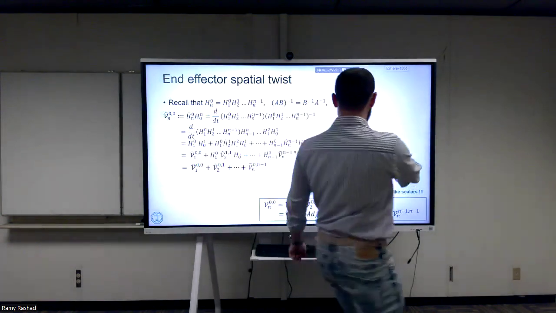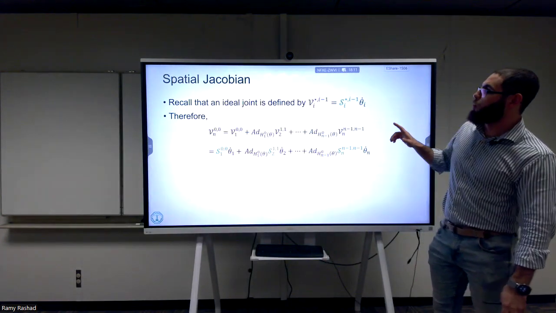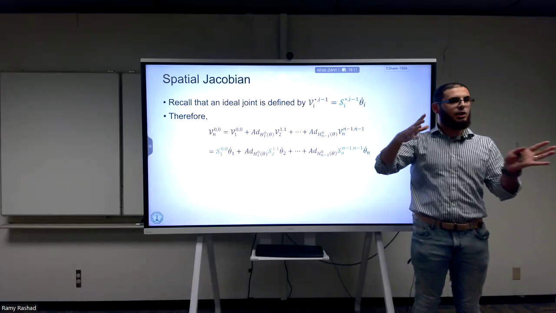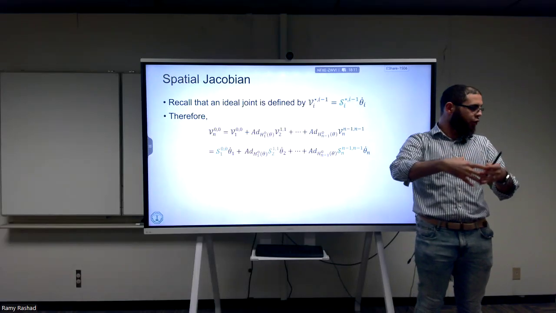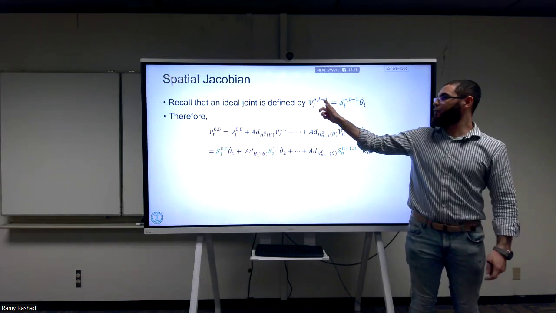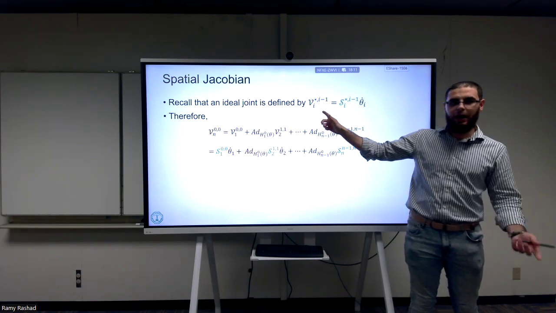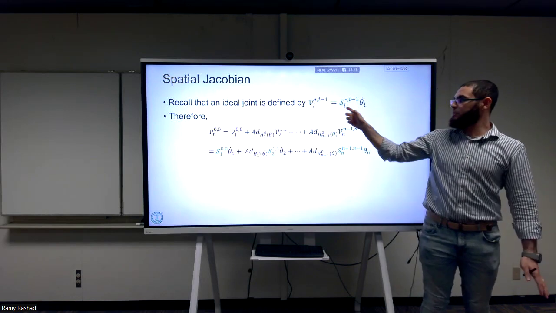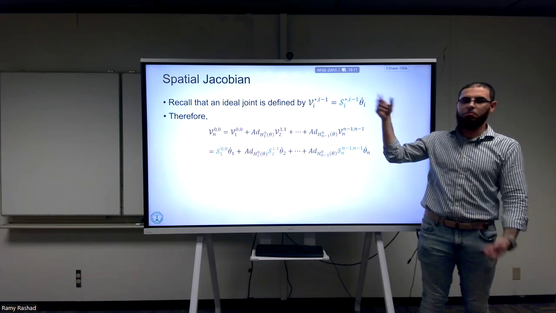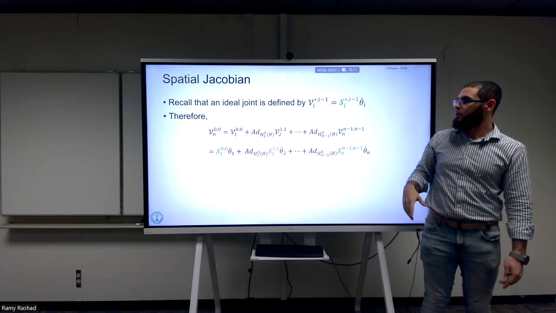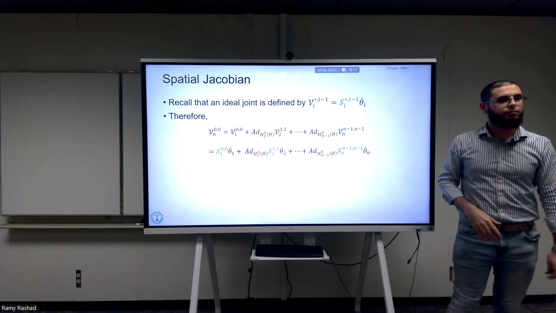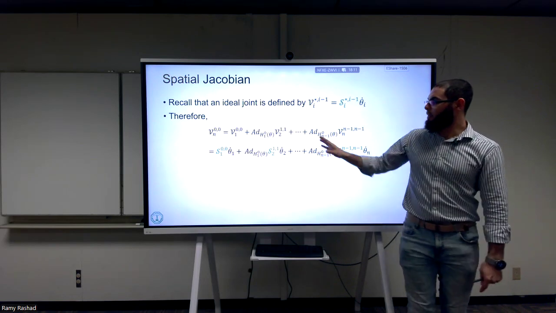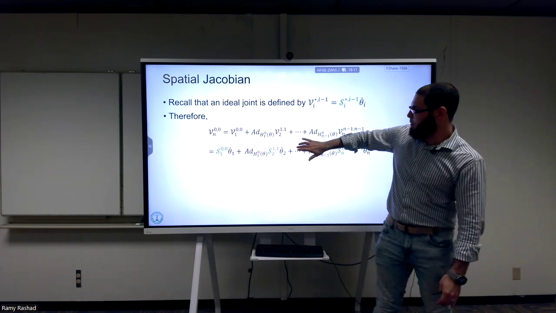Now let's move a step further. We know that for an ideal joint, the relative twist between any two bodies, and now we're assuming that all of these bodies are connected by joints, so the relative twist between the ith body and the i minus 1th body, expressed in any frame, is some sort of screw axis multiplied by some theta dot. So I can write them in this form.